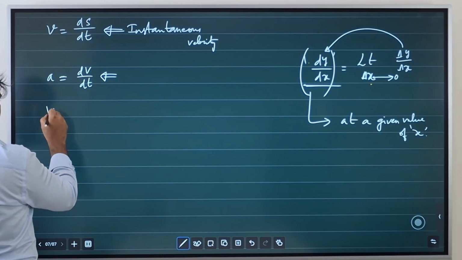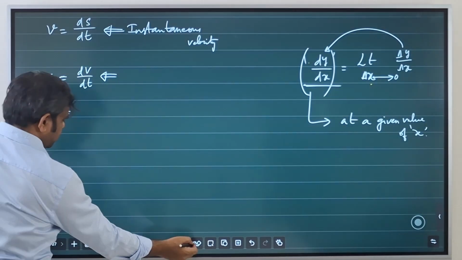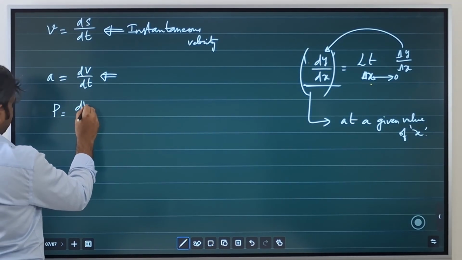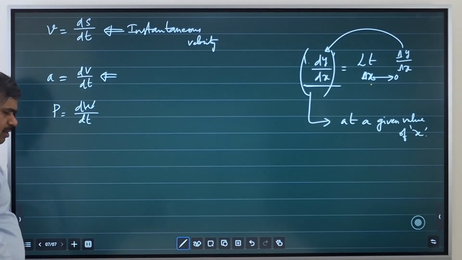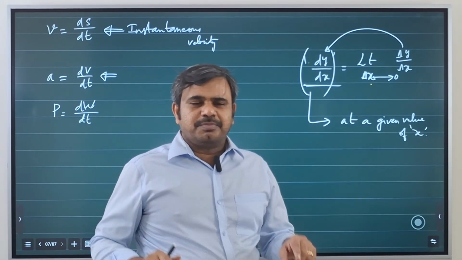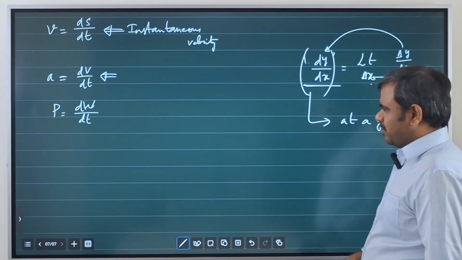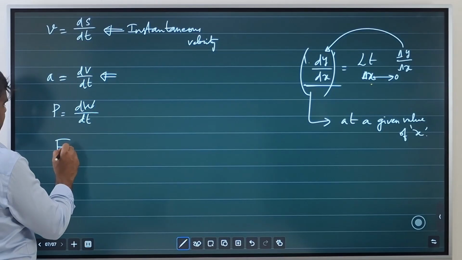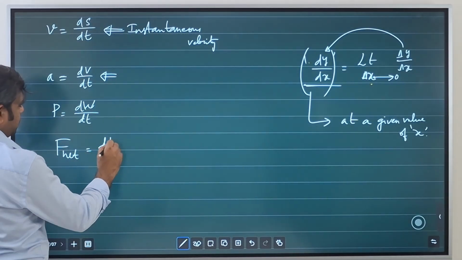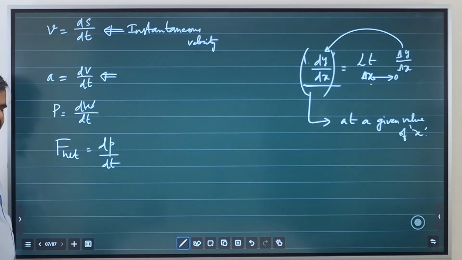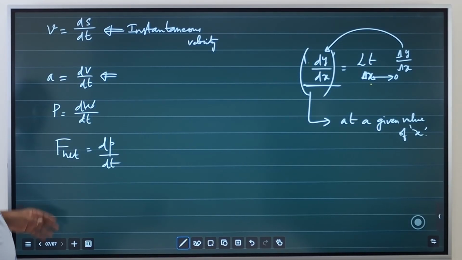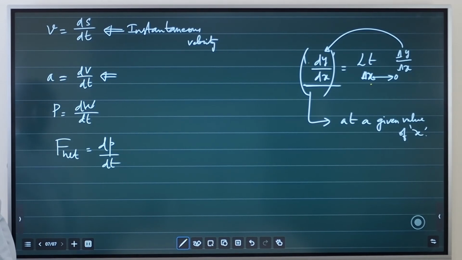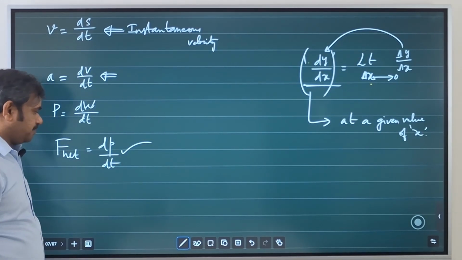Similarly, we can write work done. Power is equal to the rate of work done with respect to time. Even if we don't mention with respect to time, it means with respect to time. So power is equal to the rate of work done. Similarly, the net force acting on a body is equal to the rate of change in momentum. So like this, we come across derivatives at many places in physics. So net force is equal to the rate of change in momentum.